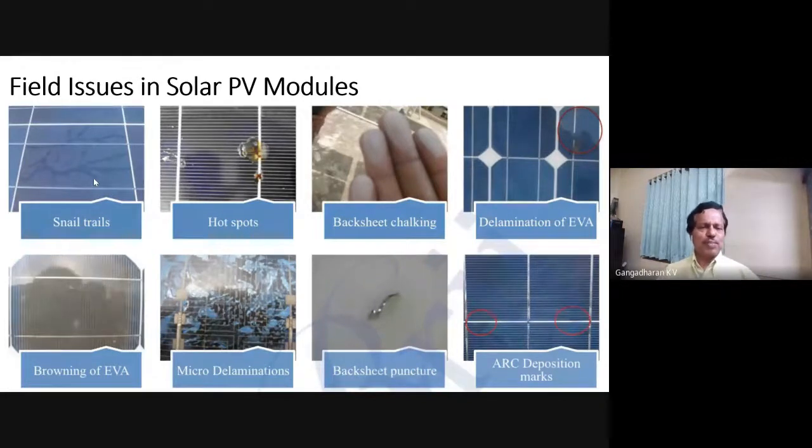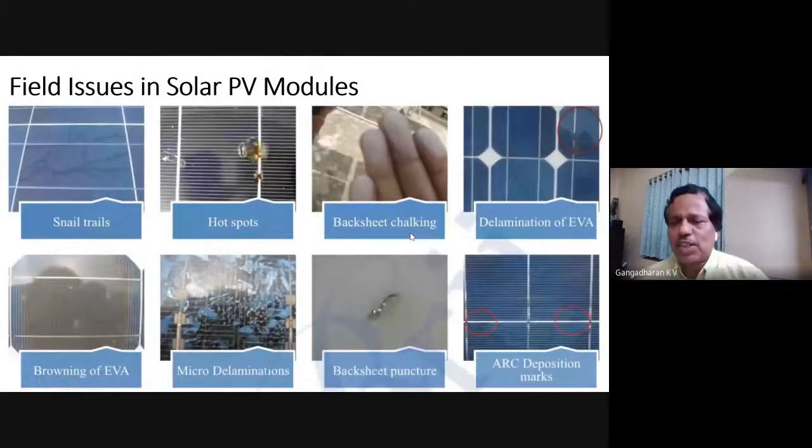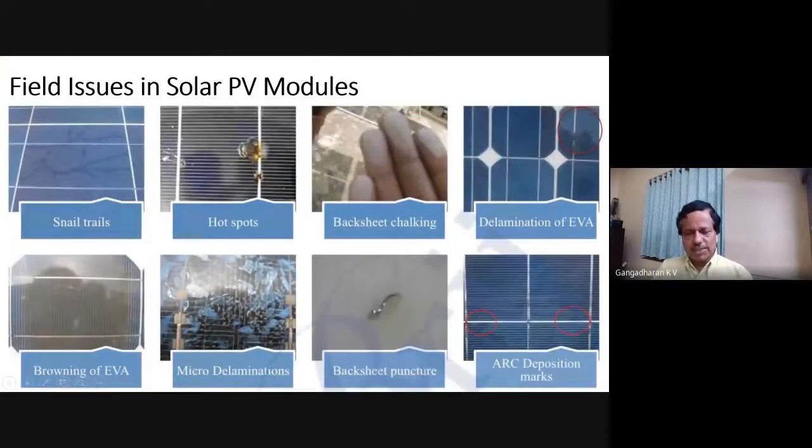You should be able to see the snail tails and hot spots. You can see the hot spots here. Then the black sheet chalking. Then the delamination of EVA, the part which separates the toughened glass and the wafer or the PV cell. The insulating part, if it is getting delaminated, that is one. And browning of the EVA, micro delamination, very small delamination. And then you can also see the back sheet puncture. This is more a physical damage.